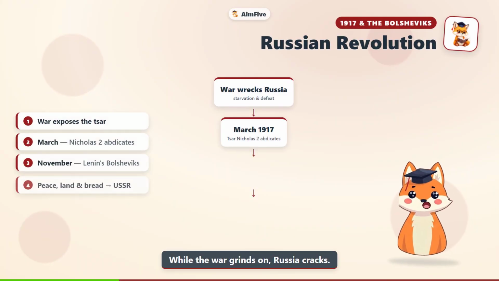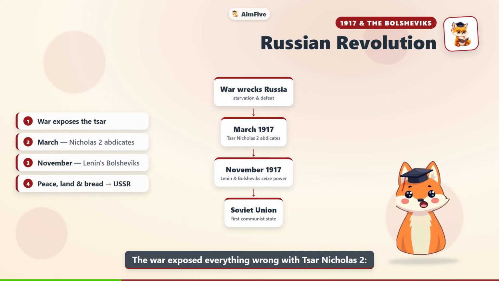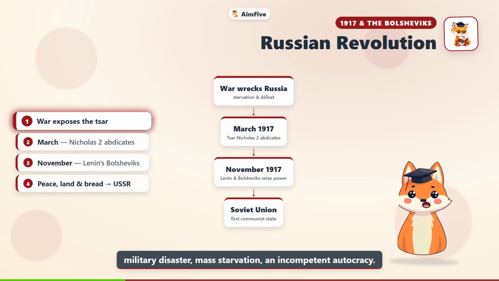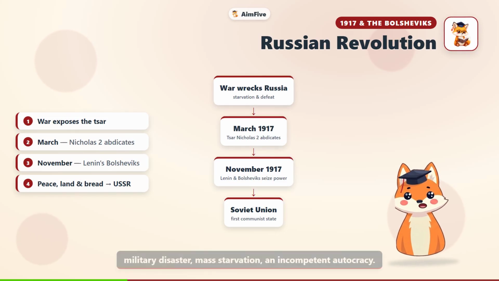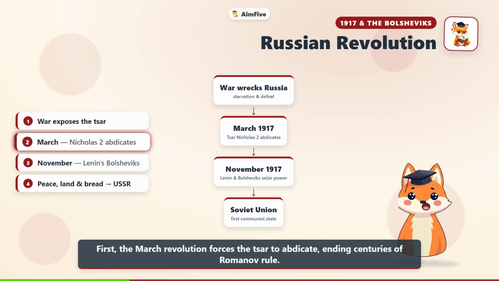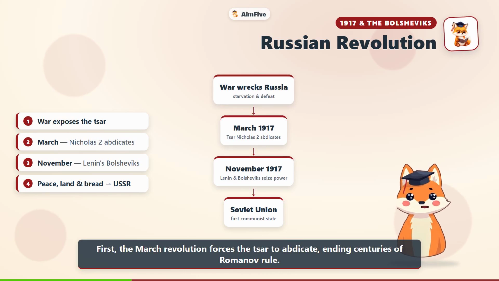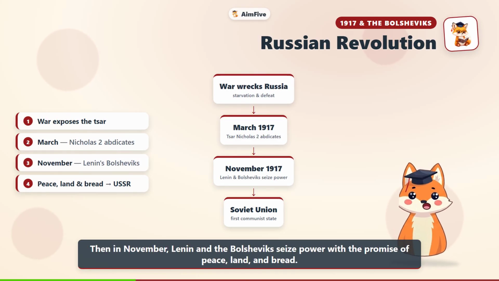While the war grinds on, Russia cracks. The war exposed everything wrong with Tsar Nicholas II. Military disaster, mass starvation, and incompetent autocracy. In 1917, it breaks twice. First, the March Revolution forces the Tsar to abdicate, ending centuries of Romanov rule.